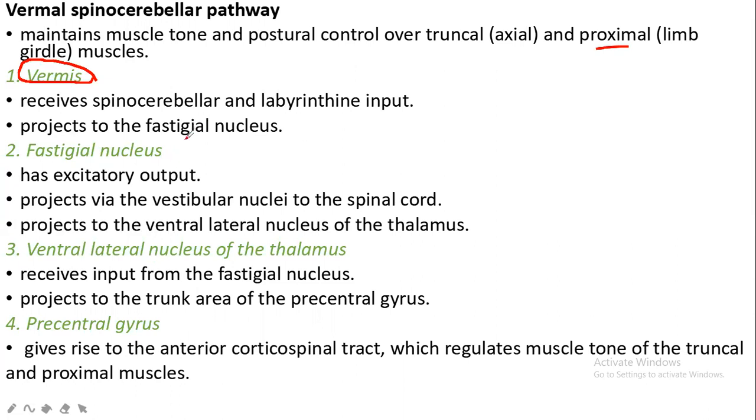right? From there, we see that it has excitatory output from the fastigial nucleus, which projects via the vestibular nuclei to the spinal cord, and also projects to the motor nucleus of the thalamus, the ventrolateral nucleus. The ventrolateral nucleus of the thalamus receives input from the fastigial nuclei and then projects to the precentral gyrus. The precentral gyrus then gives rise to the anterior corticospinal tract, which regulates muscle tone of the truncal and proximal muscles. Remember, the anterior corticospinal tract consists of fibers that do not decussate at the medulla. So this is the sequence of events that happen.